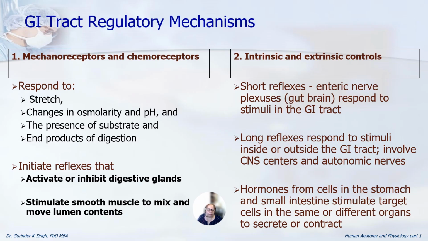So what are the regulatory mechanisms involved in GI tract motility? Again, as I mentioned earlier, it is either the mechanoreceptors or the chemoreceptors. The second thing which can affect it is your intrinsic as well as the extrinsic controls. The mechanoreceptors and chemoreceptors, as I mentioned in the previous slide, are going to respond to stretch, change in osmolality, pH, etc., or the presence of any substrate or end product, whatever chemicals are present.